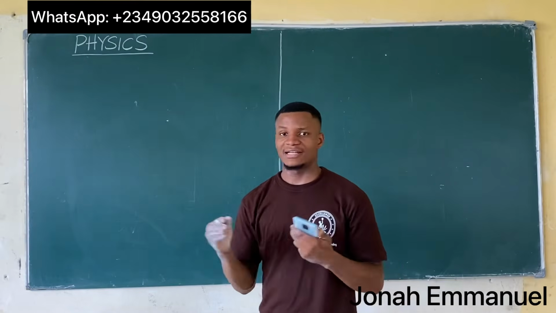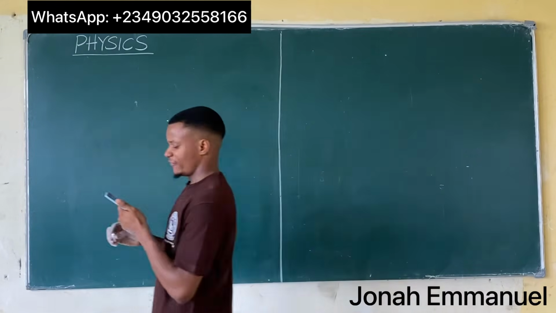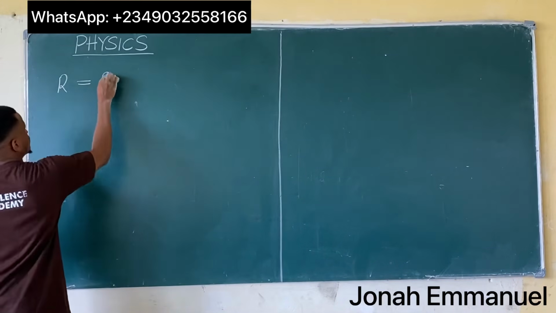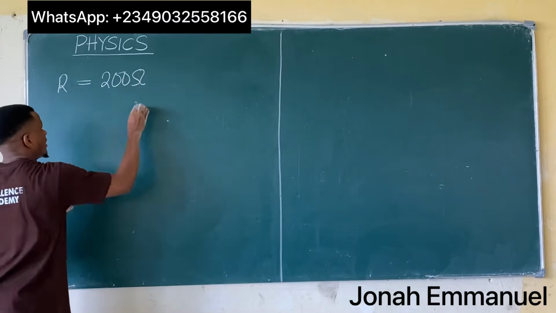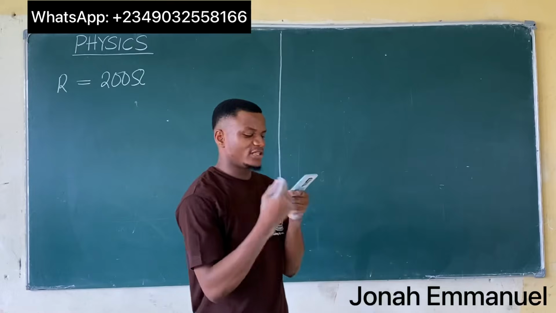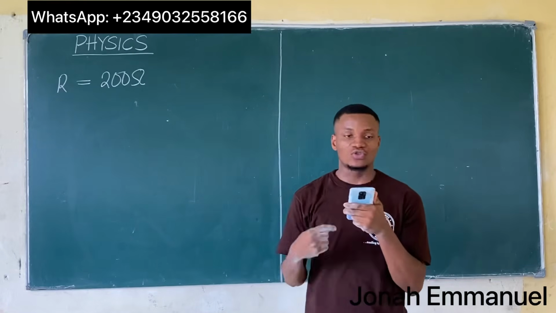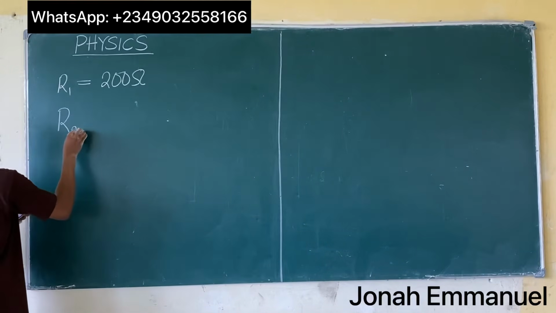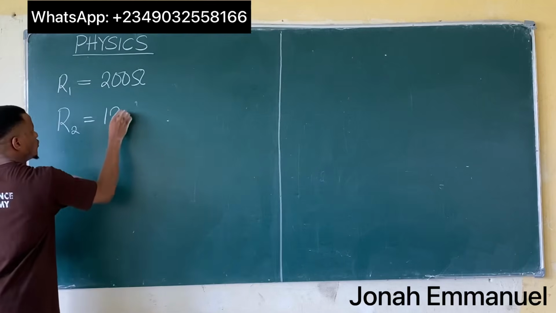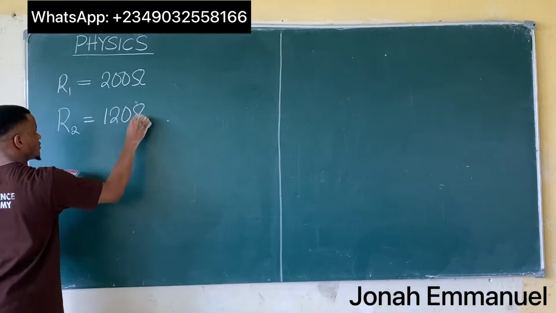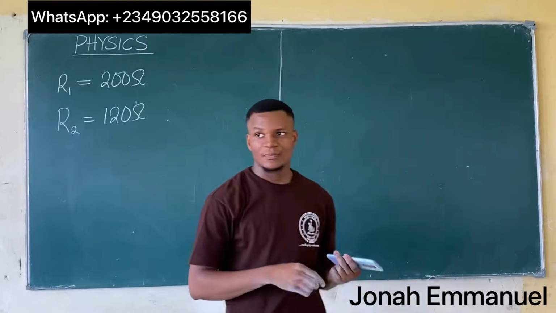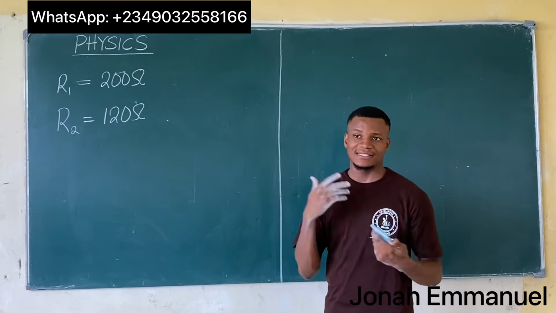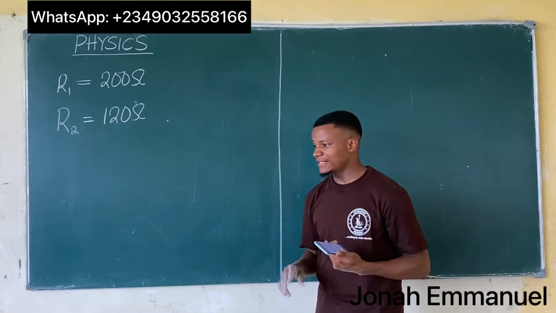Alright, so let's analyze this question. What do we have first? First of all, we have a resistance. Let's call this R. We said the value is 200 ohms. Alright, the resistance of the circuit can be reduced to 120. So let's say we have a second resistance, I'll call this R1 and this R2, equal to 120. At this point, the question is quite technical, but you have to understand the concept of resistance and how it works. Resistance can be added in two ways.